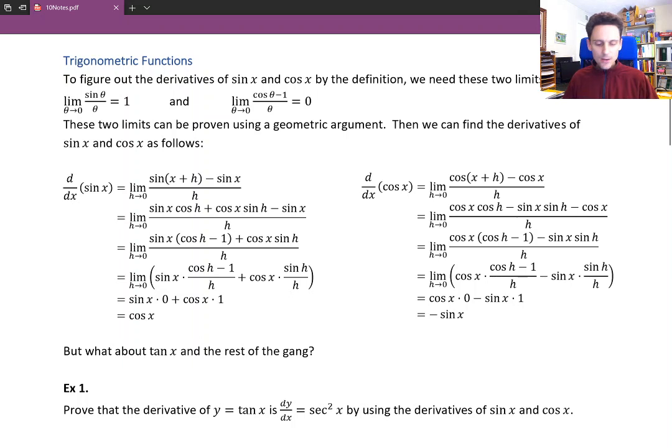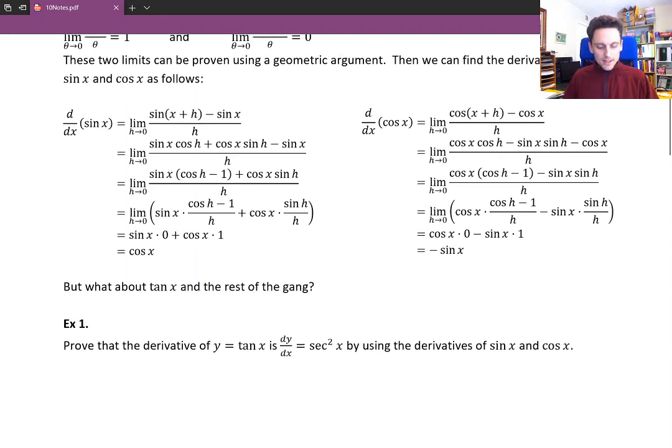Now again, we didn't show the full proof because we haven't completely proved these two limits, the limit of sine theta over theta and the limit of cosine theta minus 1 over theta. We haven't actually proved those, but again, those are geometric arguments that can be made, and people have made them. So that's sine and cosine.